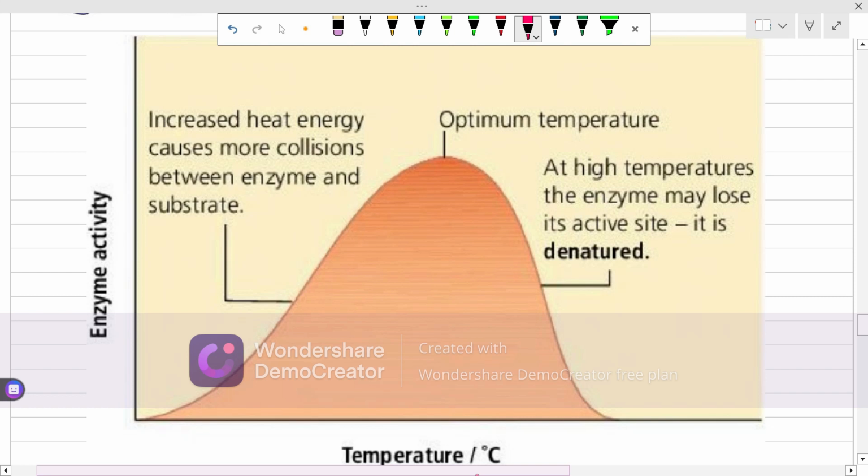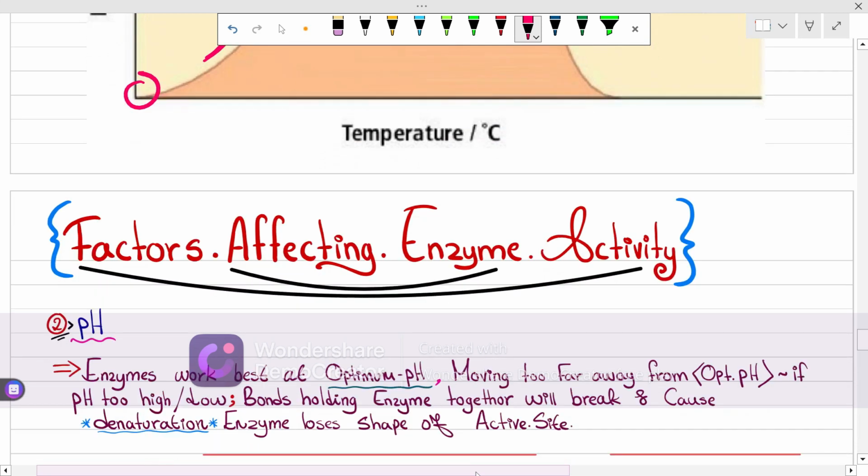This is a simplified illustration. Increasing the heat energy causes more collisions between the enzyme and substrate at this point of the graph. At this point of the graph, there is no activity. Here, there is low activity. This is the optimum temperature where the enzyme is working at its best. Beyond optimum temperature, it will cause the enzyme to denature as it will lose the shape of its active site.